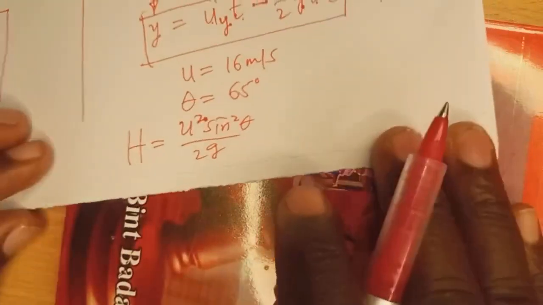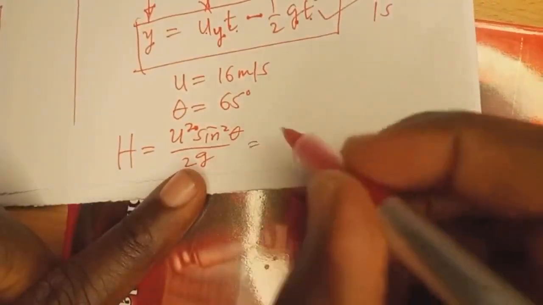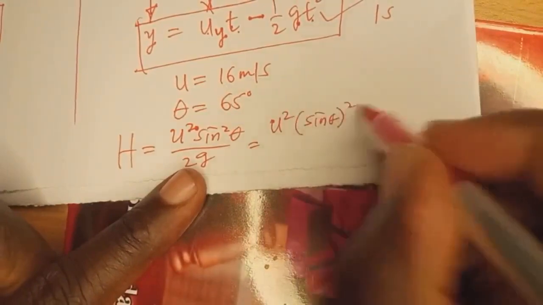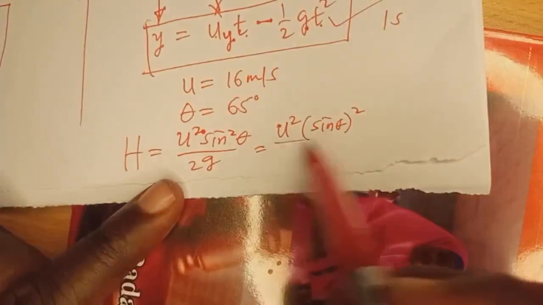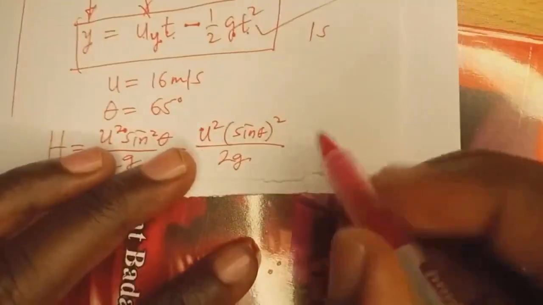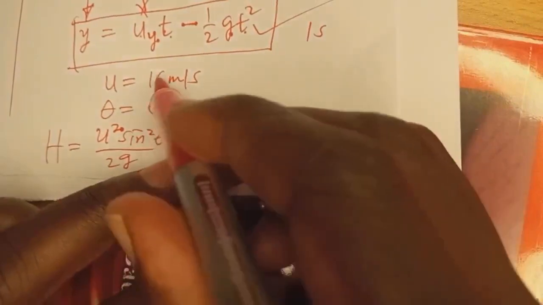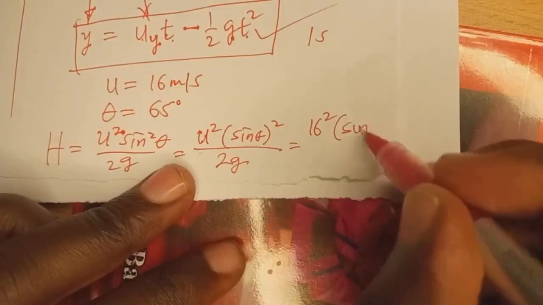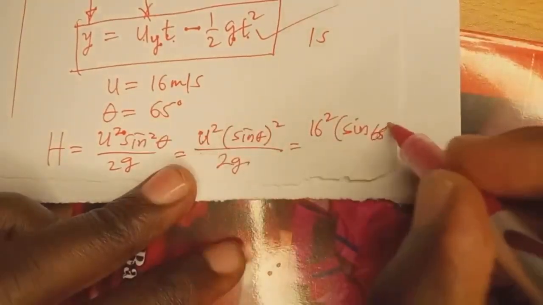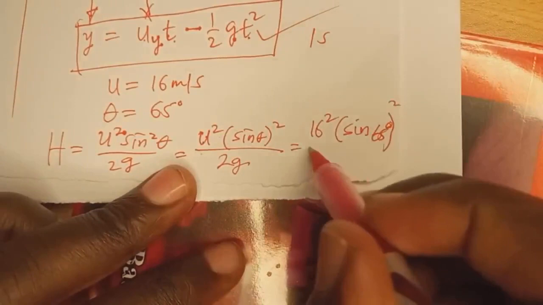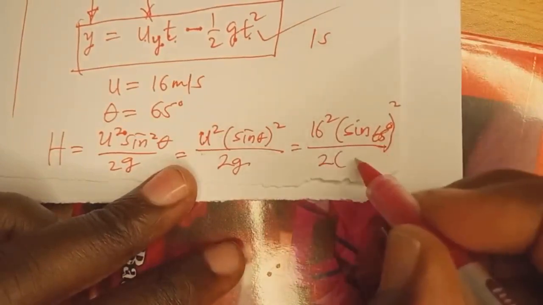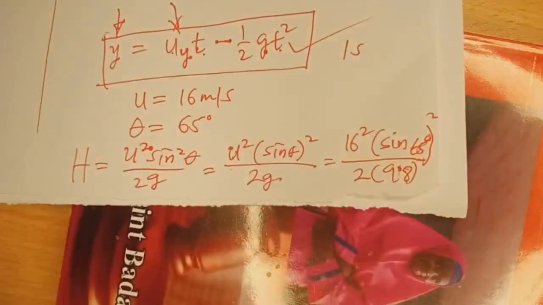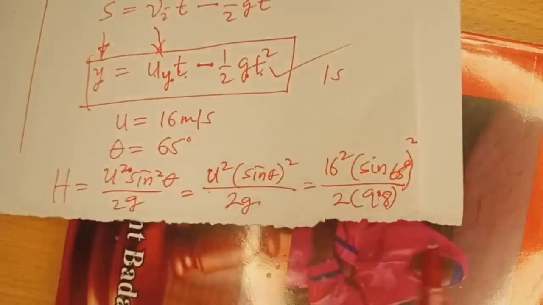Now, what is the meaning of this sine square theta? It means sine theta, all squared. You open bracket, sine theta, close bracket, square. That is the meaning of sine square theta divided by 2g. So here I can make substitution. My u is 16, so I have 16 squared. The formula says I should square it. Open bracket, sine my theta 65 degrees, close bracket, I will have to square this again, divided by 2 into my g 9.8. I don't have to put plus or minus here now for the formula, because while deriving it, I considered the plus and minus.